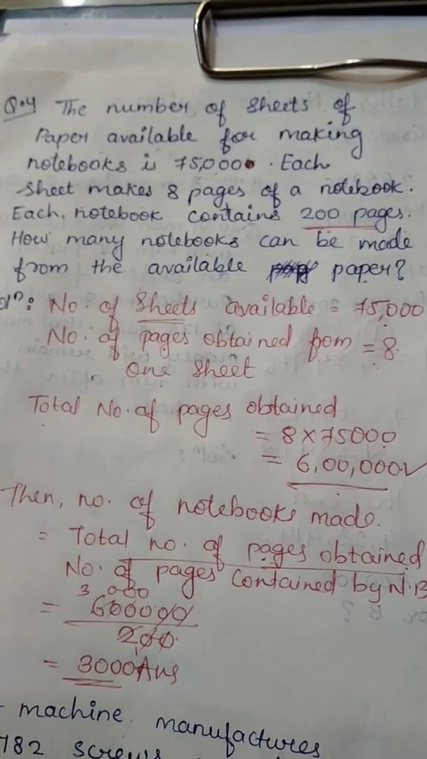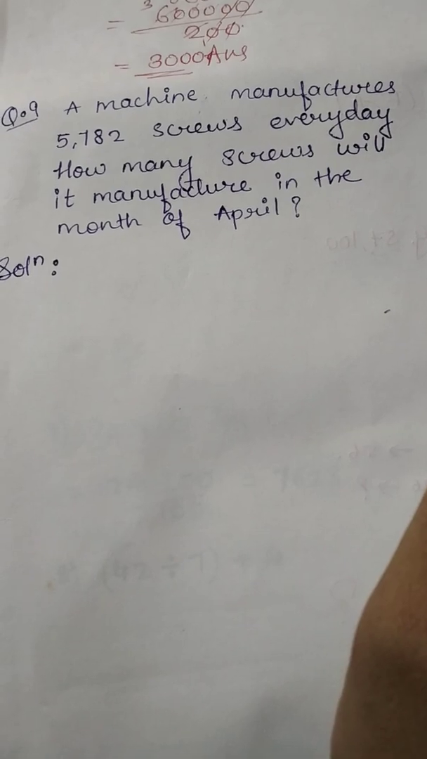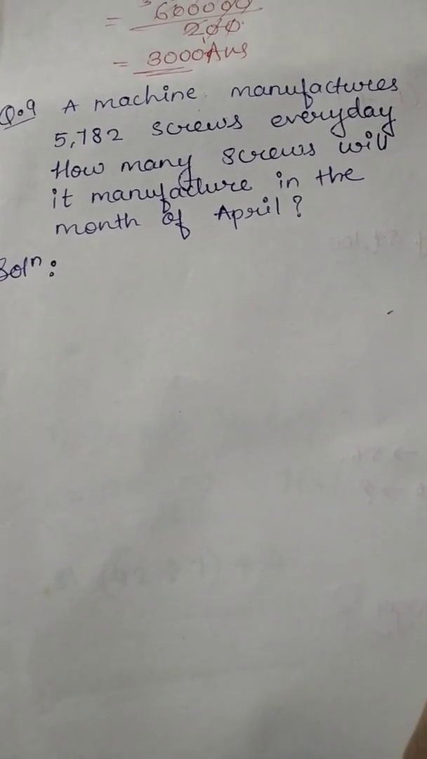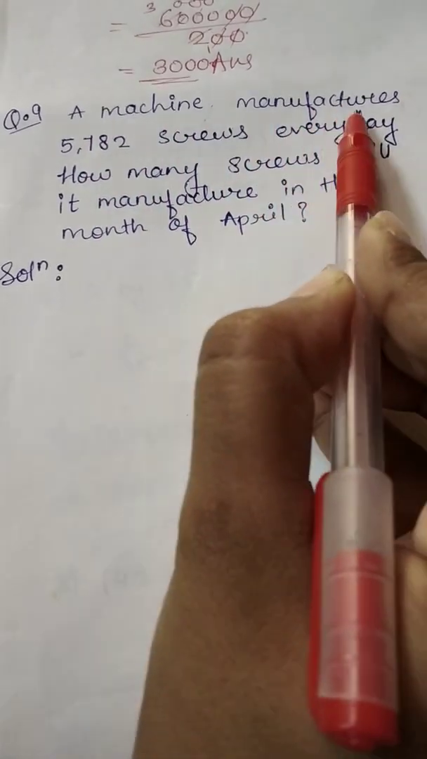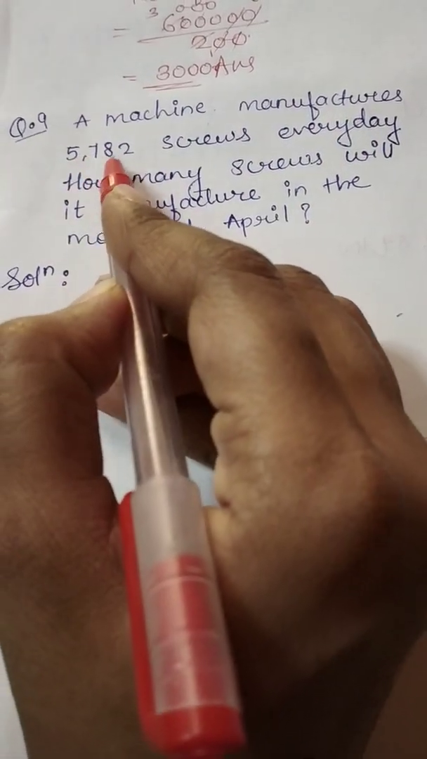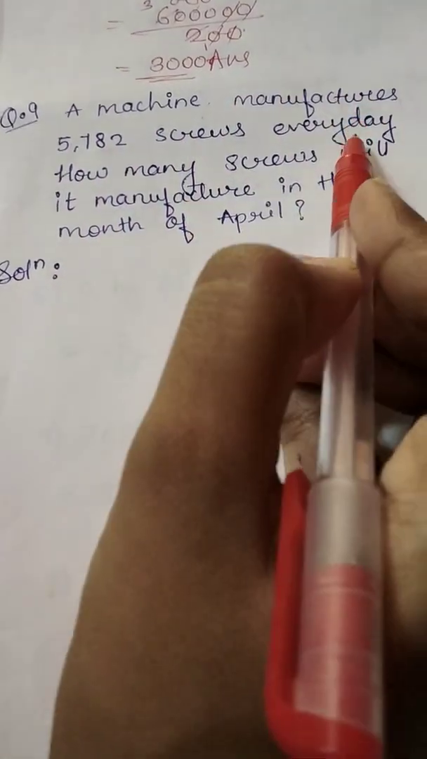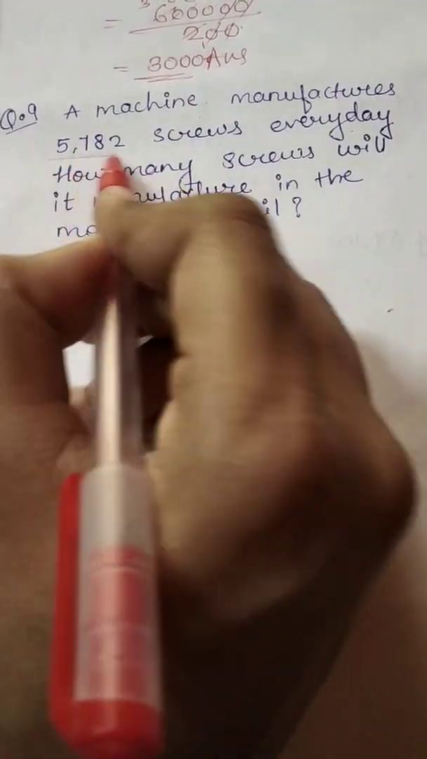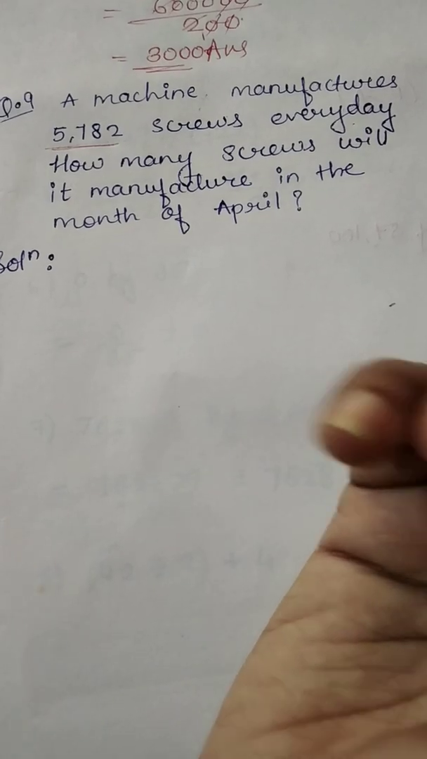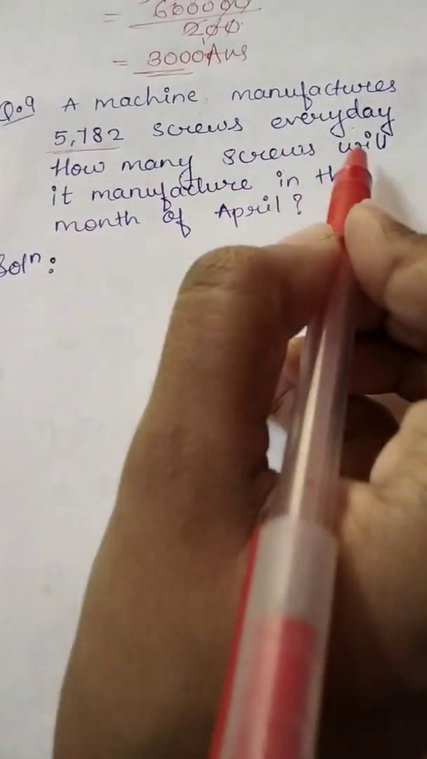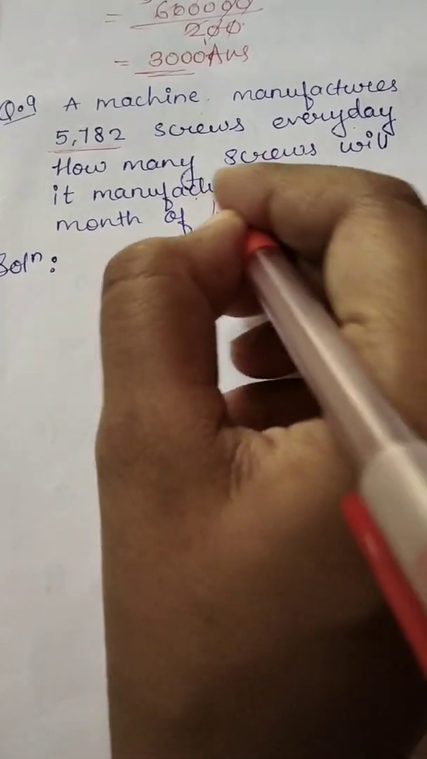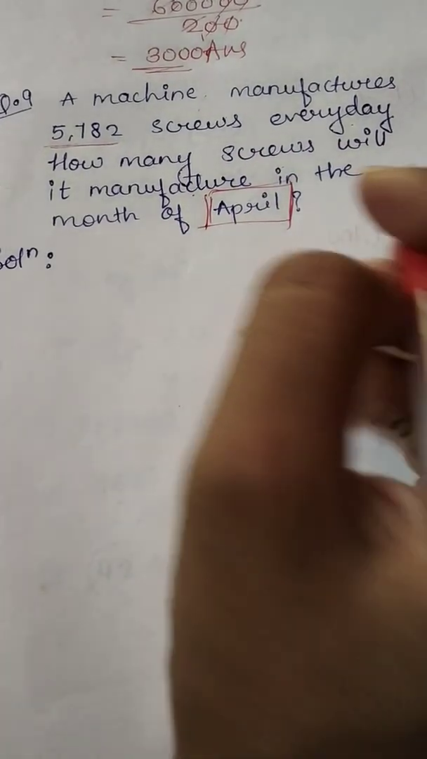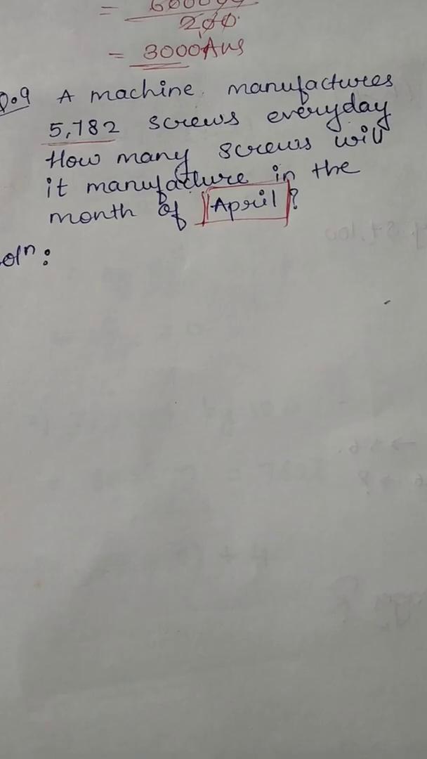Answer. Now moving towards the next question. A machine manufactures 5782 screws every day. So every day, that is each day, this many screws are manufactured. How many screws will it manufacture in the month of April? See, pay attention to this word, April. So in April, how many days do we have to consider?